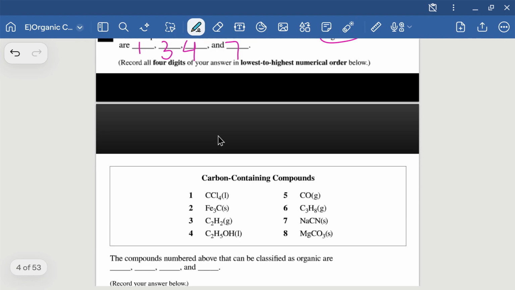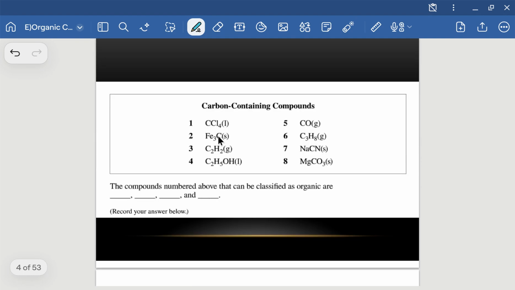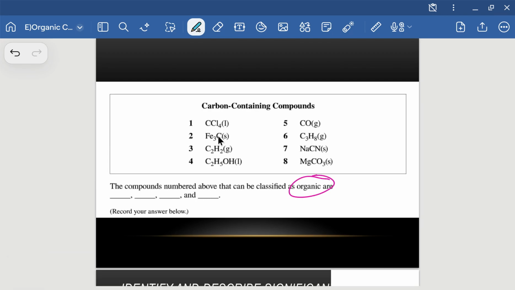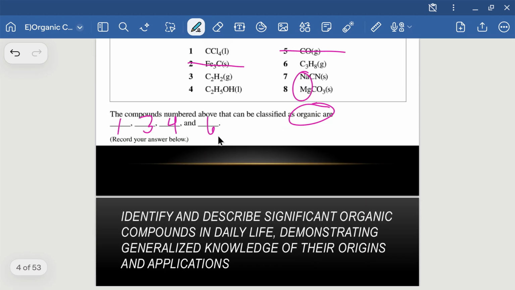This next one, same idea, seeing what's organic. And with these questions, just read it carefully because, again, I could have asked what's inorganic. But in this one, what's organic would be compound number 1, not 2 because of the metal and the carbide. Number 3 works, number 4 works, not 5 because it's an oxide. Number 6 works. 7 and 8 don't work for 2 reasons. 1, there's metals, and attached to.